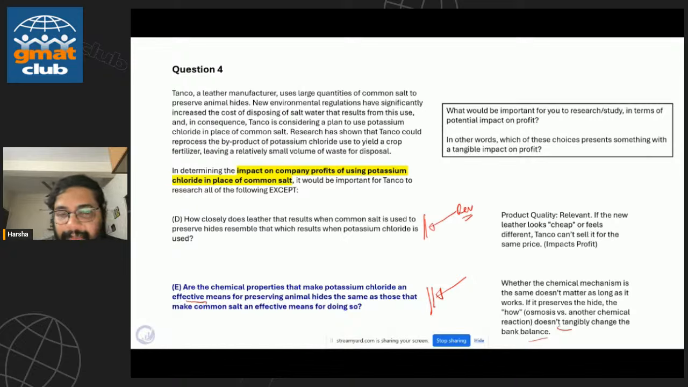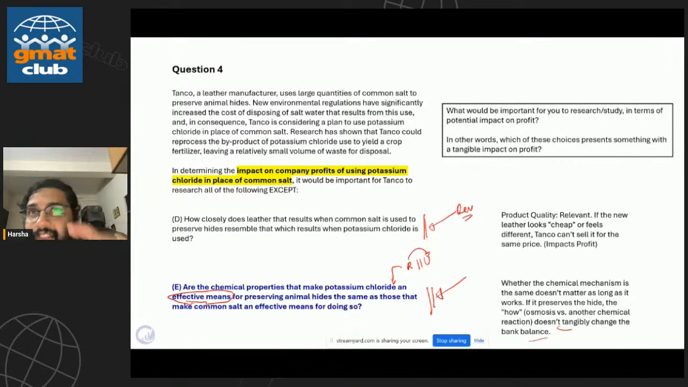Are they the same? It's not grading. You have to read the choice carefully. I think this is a case of you reading the choice but not completely understanding the choice. Think about what the choice exactly says. Are the chemical properties that make potassium chloride an effective means of preserving animal hide the exact same as those that make common salt an effective means? If you really think about it, it's telling you that both are effective. But are the properties that make it effective the same? That doesn't matter, right? As long as both are effective, that should not matter.